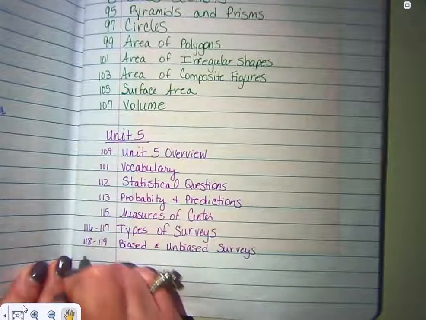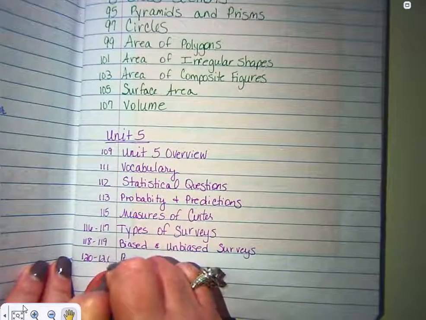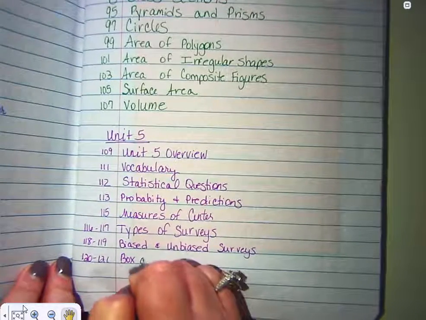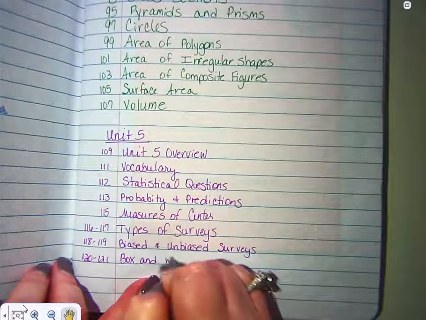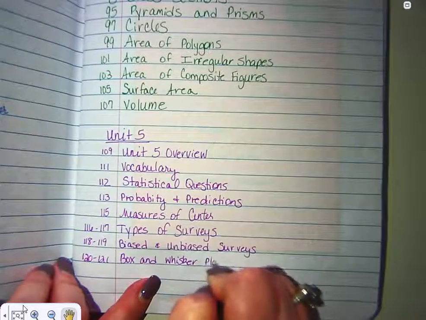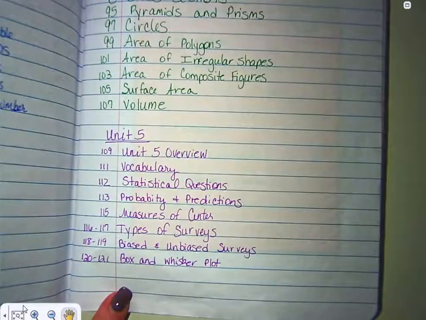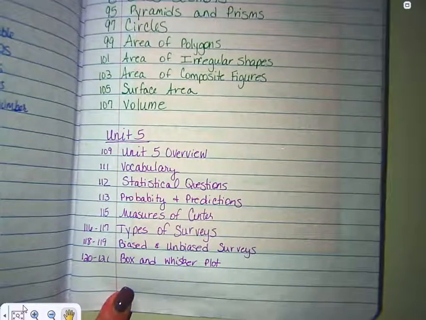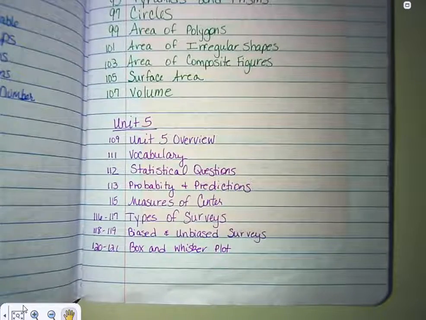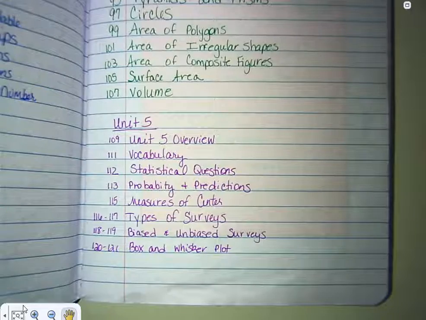So 120, 121, box and whisker. You add it to your table of contents? Absolutely. Yes. Make sure your table of contents is caught up.